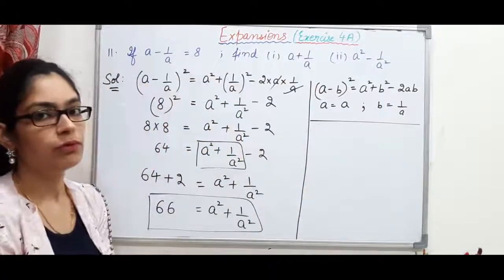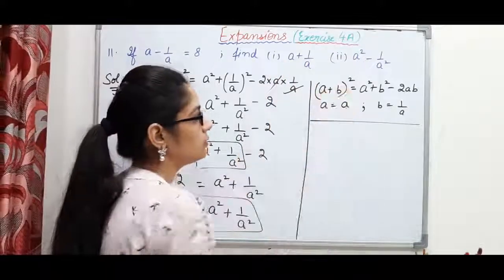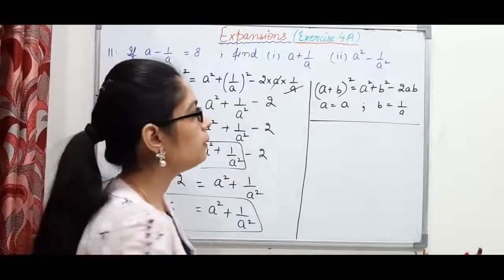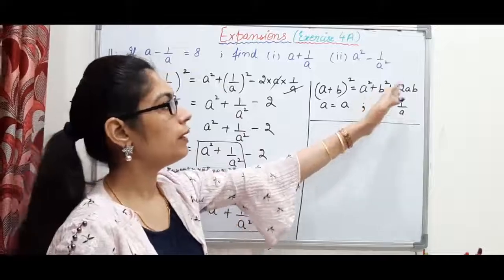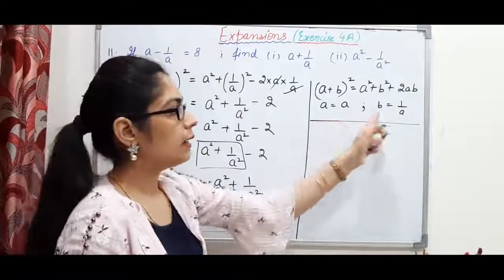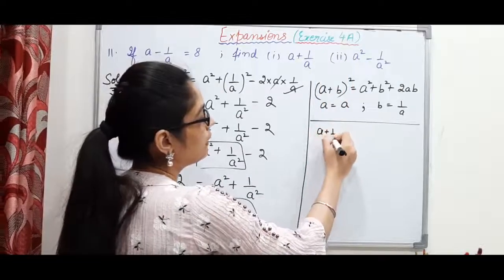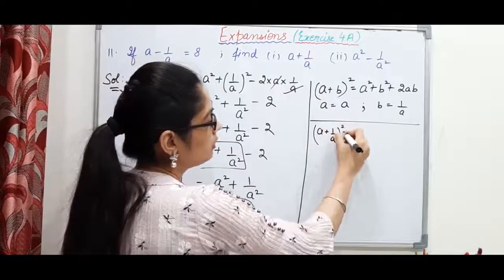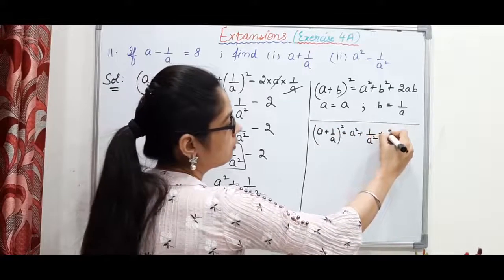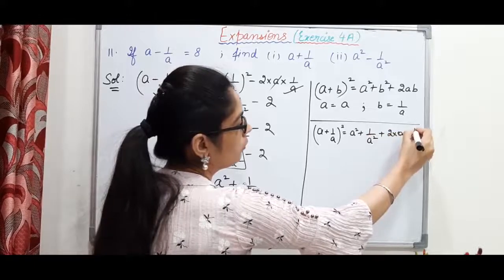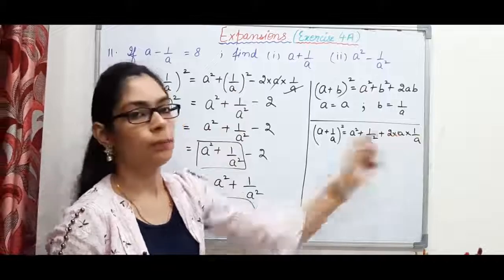So from where do we have to start? Now a plus b is given, so we will use this identity. A plus b whole square is equal to a square plus b square plus 2ab. Here a is a and b is 1 by a. So a plus 1 by a whole square is equal to a square plus 1 by a square plus 2 into a into 1 by a.